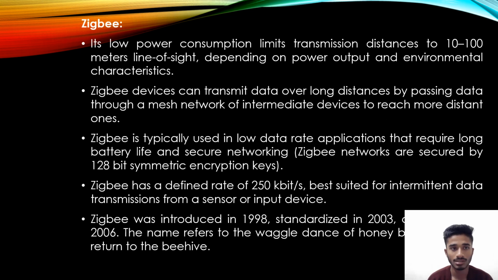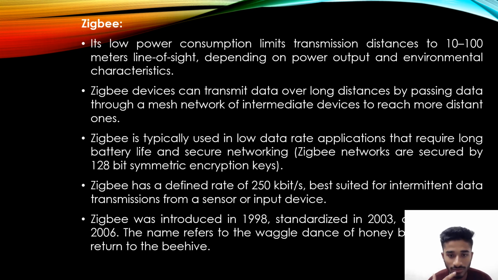In this slide, I'm going to teach you in depth about ZigBee. Its low power consumption limits transmission distances to 10 to 100 meters line of sight, depending on power output and environmental characteristics. ZigBee devices can transmit data over long distances by passing data through a mesh network of intermediate devices to reach more distant ones. ZigBee is typically used in low data rate applications that require long battery life and secure networking. ZigBee networks are secured by 128-bit symmetric encryption keys. So it is a type of encryption code, you can say.